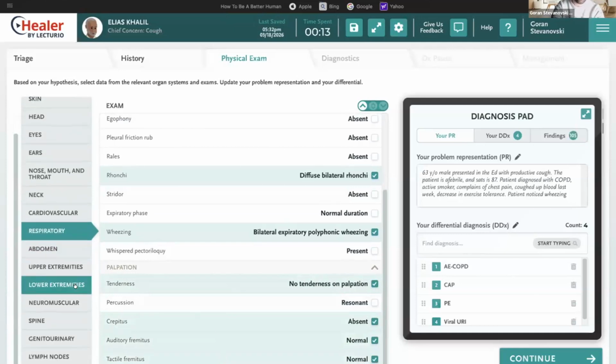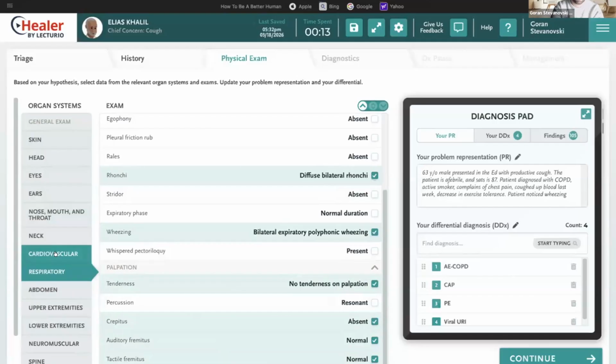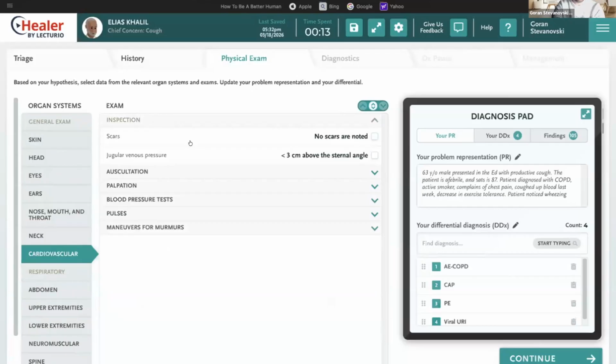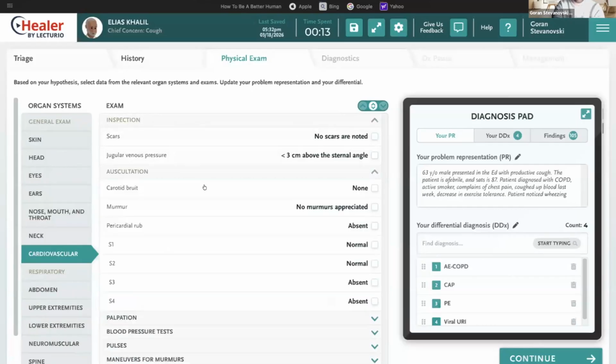Now, within all of these organ systems, I would go through cardiovascular because he is complaining of chest pain. So we just want to be sure that there are no major findings in that area. And as you know, we never take chest pain lightly in the emergency room specifically, or ever. So in here, we could see what's normal and what's absent.